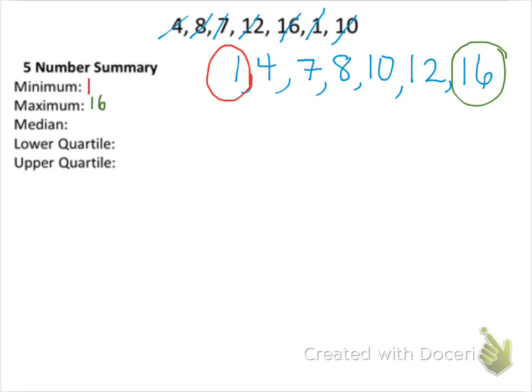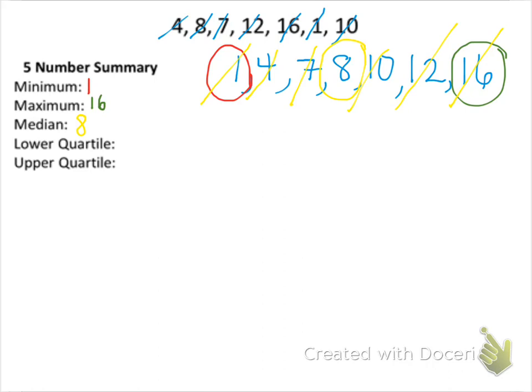Then we need our median. Now our median takes a little bit more work, but it's exactly like we've done it in class to find the median. We are going to cross out the equal pairs here, so 1 and 16, 12 and 4, 10 and 7, and we're left with our median, which is 8.